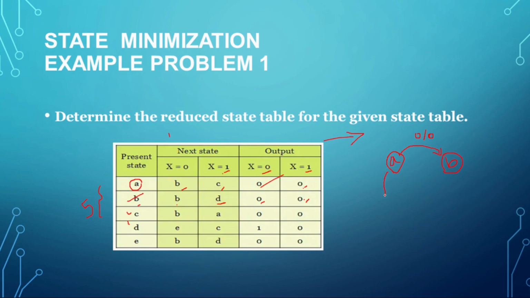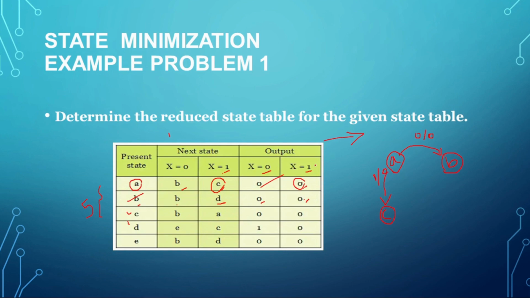Afterwards, when input is given as 1 for A, what will be the next state of A? See here, it is mentioned as C. So here you need to draw this C. This is the input. When input is given as 1, what will be the output of A? See here, the state table is mentioned with 0. So here 1 by 0.